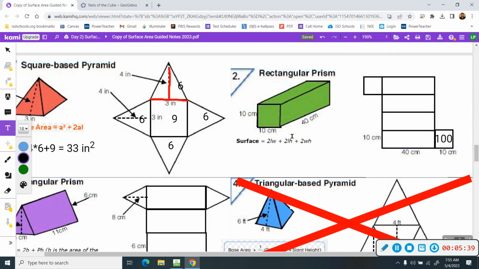10 times 10. And you also have the back that's the same. And that's why the formula has a 2, because you're going to have a front and back, left and right, top and bottom.